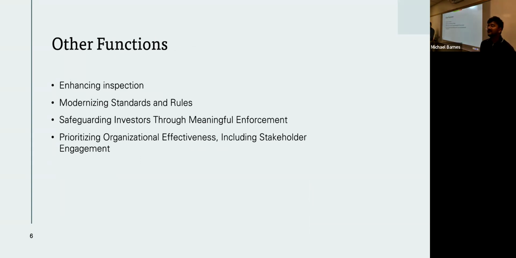Moving on to more functions of PCAOB as an organization, because it is kind of important. They really try to enhance their inspection. We have talked about this through the other presentation as well, like how it has been developed and evolved. So PCAOB has been trying to update themselves with different rules and be more effective. Second one is modernizing standards and rules. With AI and machine learning going on, it is necessary for PCAOB to stay up with the rules as well.